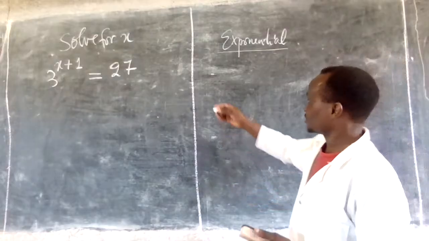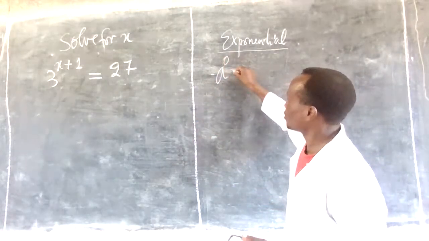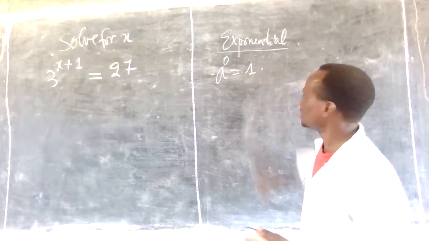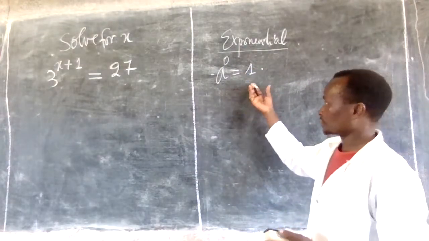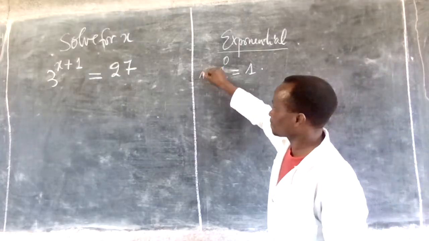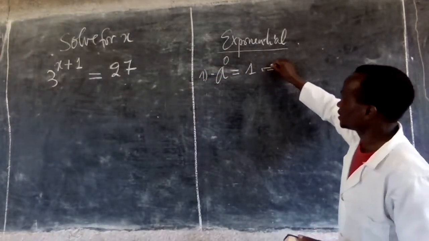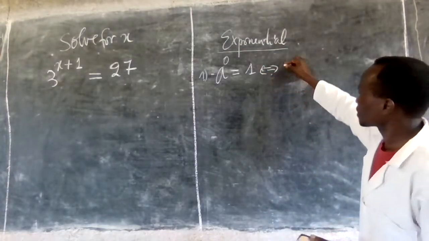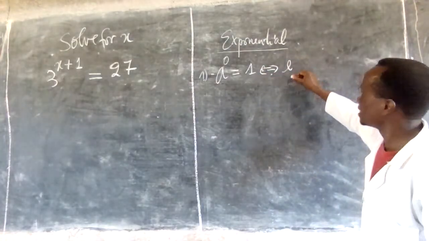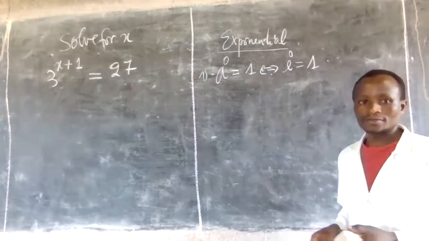Those are the properties we should have. If you have a power 0, it is equal to 1. This is applicable in exponential equations. This is the first property. Also, for example, e power 0 is equal to 1.